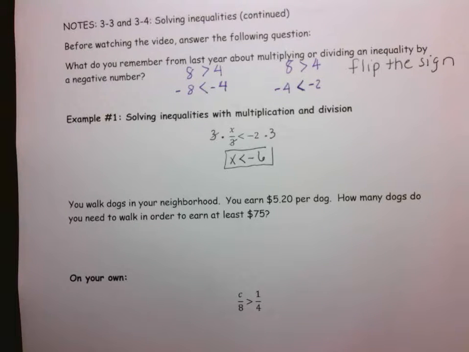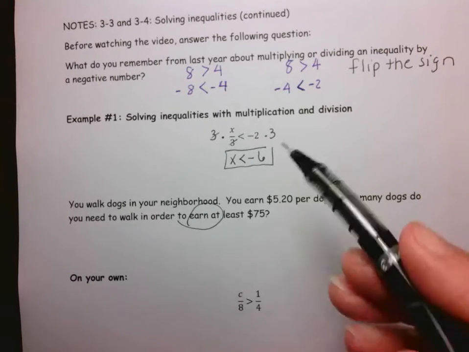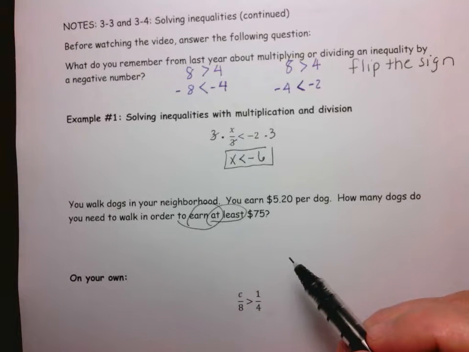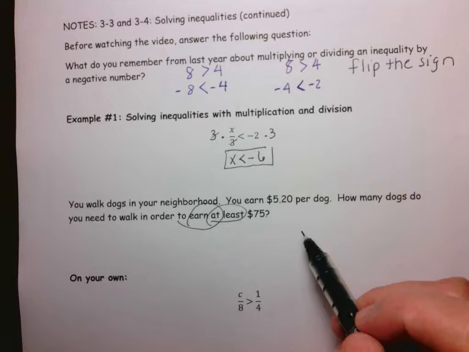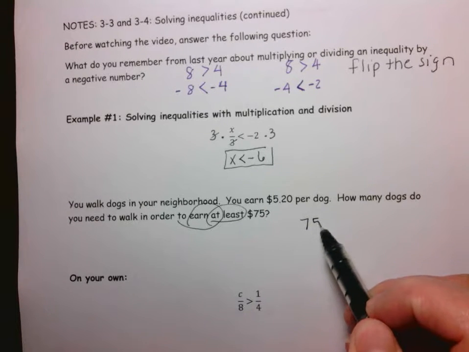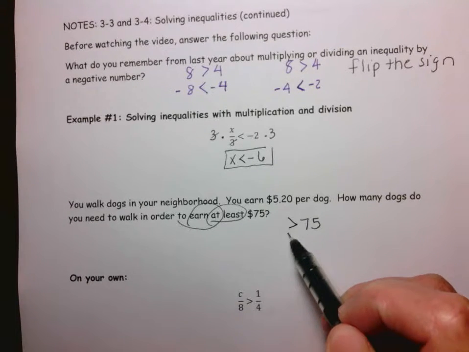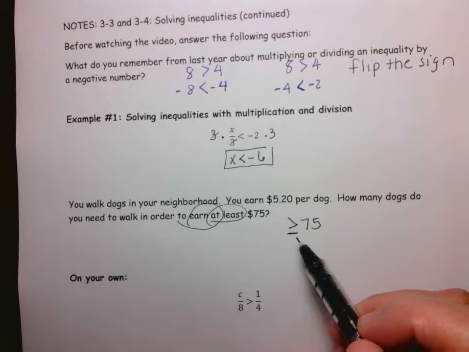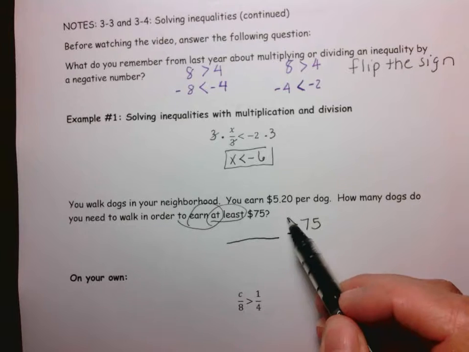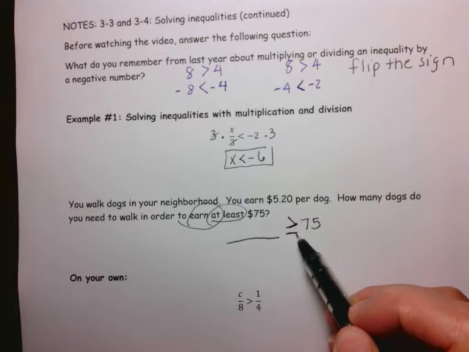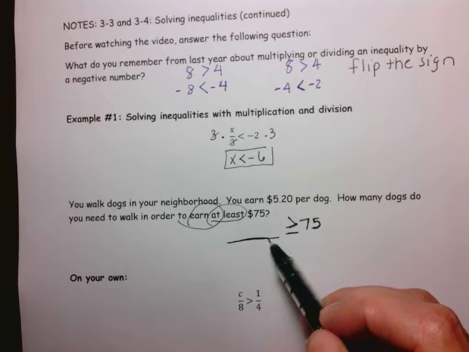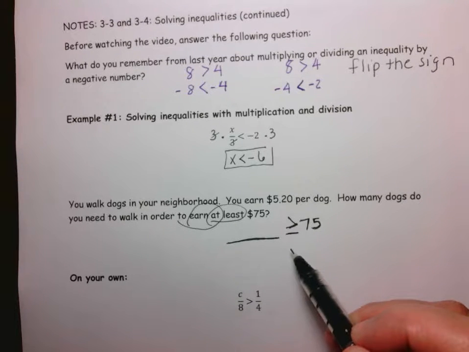So this, I want to earn at least, this "at least" comment tells me I'm going to be dealing with that sign. Why? Because whatever this is has to be greater than or equal to 75. Because I want whatever this is to be at least $75.